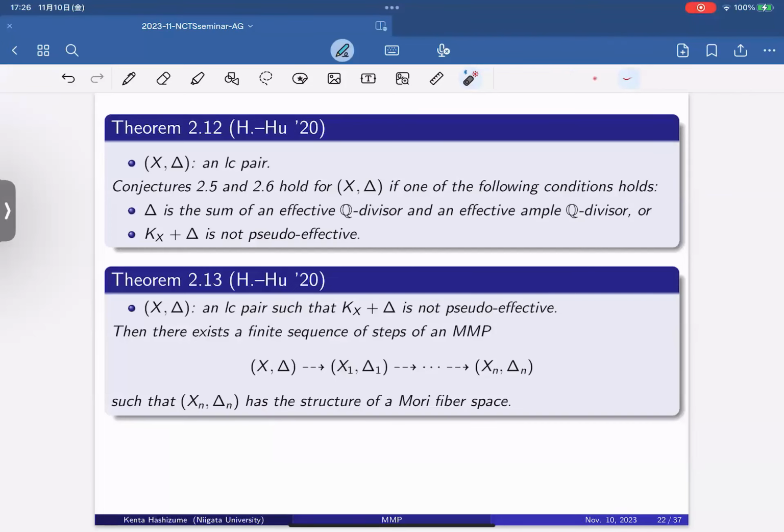Fu and my result is that for any LC pair (X, Δ), the existence of a good model and the abundance conjecture hold for (X, Δ) if one of the following conditions holds. The first condition is that Δ is the sum of an effective Q-divisor and an effective ample Q-divisor. So Δ is A plus B. Here A is ample and B is effective.